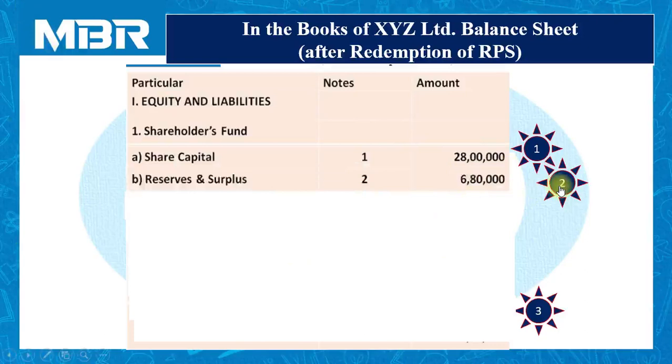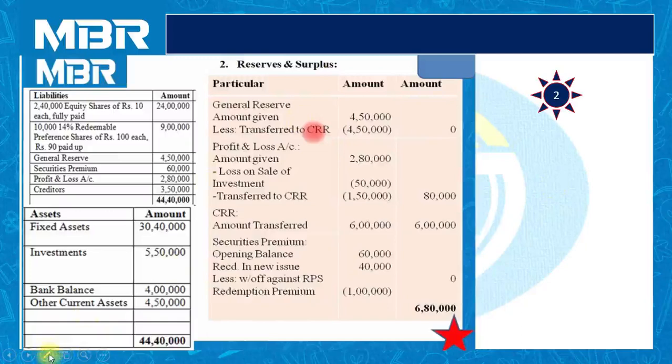This is one of the most important calculations. Let us move to the calculation for reserves and surplus that we have prepared in note number 2. Note number 2 is all about the calculation of reserves and surplus. Let us focus on the balance sheet. The first item is equity share capital that we have covered. Second item, RPS, is already redeemed. Third item is general reserve.